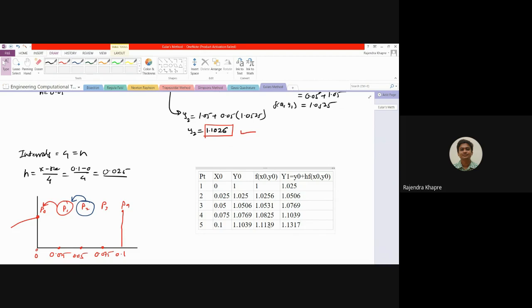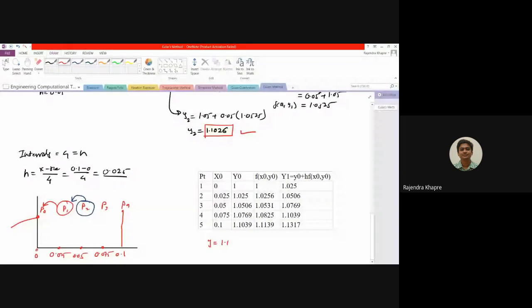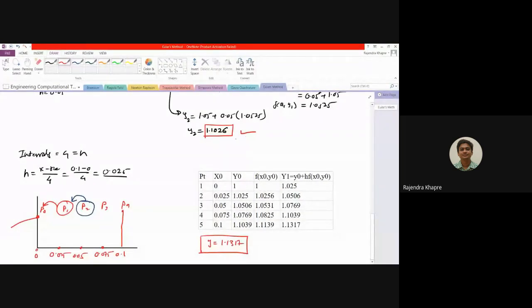No sir. Okay. So you see, with 4 intervals, the value of y which we have obtained is 1.1317. Earlier this was 2 intervals, and this is 4 intervals. So you see, if we keep on increasing the number of intervals, your accuracy is increasing.